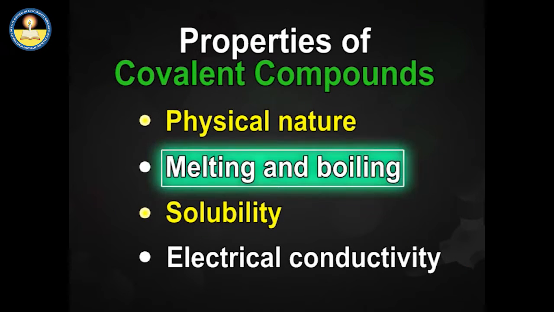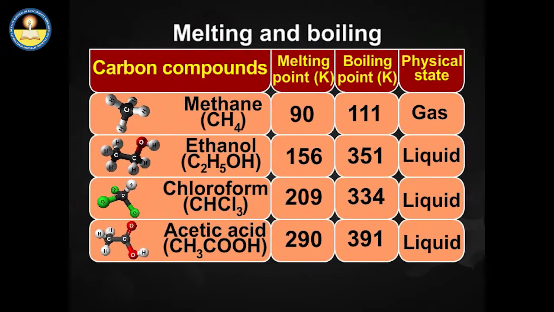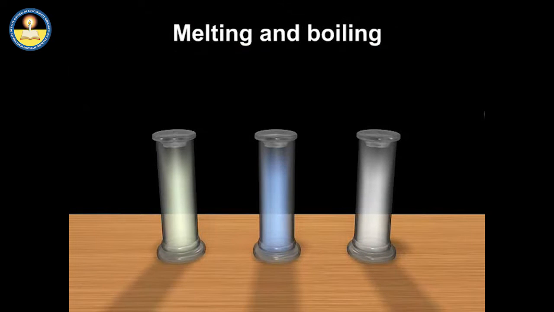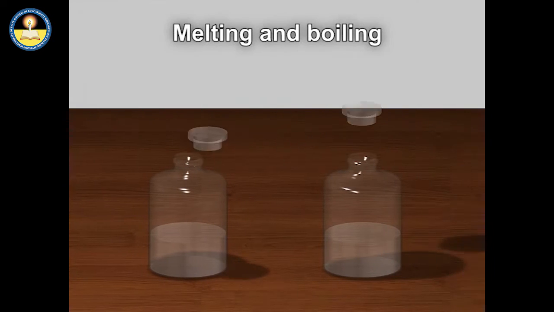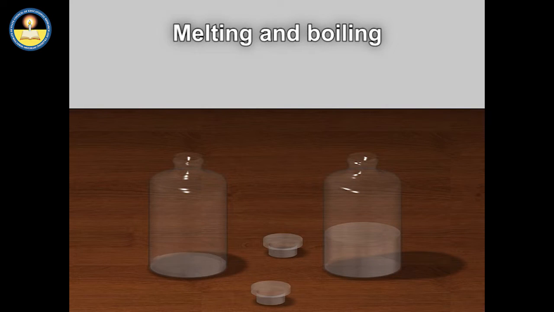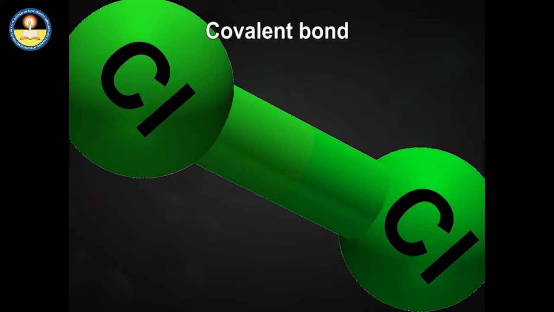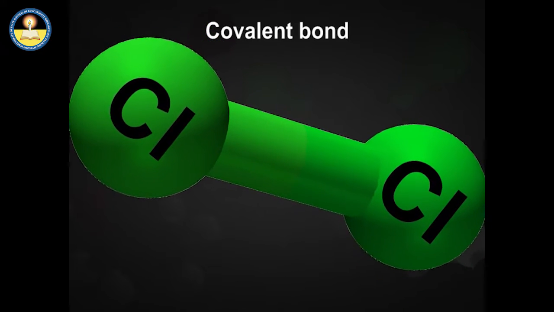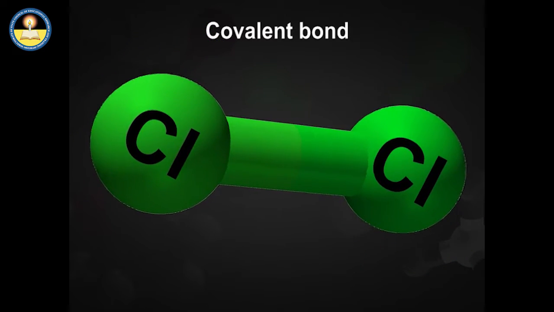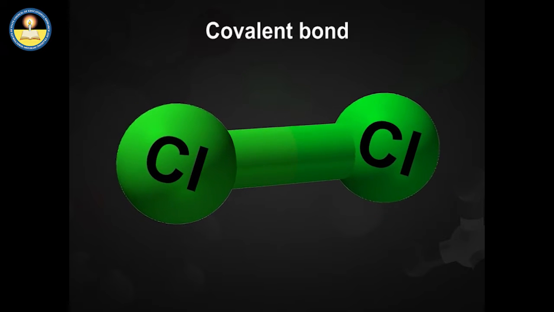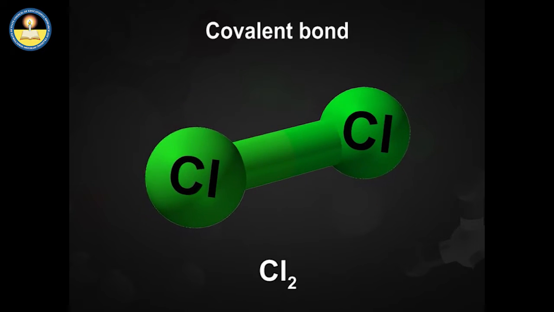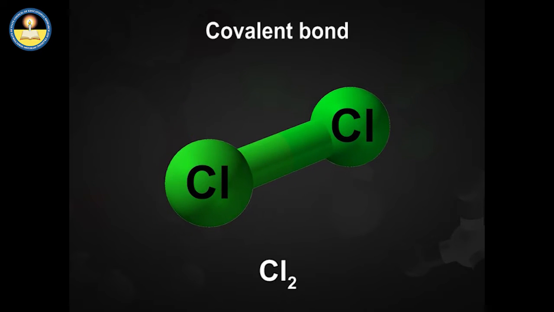The melting and boiling points of covalent compounds are generally very low. They exist as gases, volatile liquids, or low-melting solids. Covalent bonds hold atoms very strongly. Example, Cl single bond Cl, that is, Cl2 molecule.